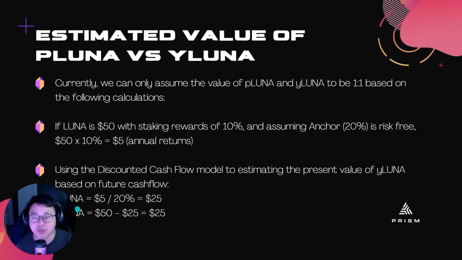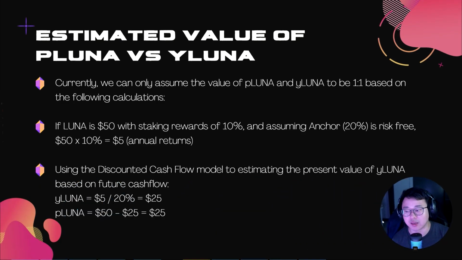So how do you estimate the value of pLUNA versus yLUNA? One simple way is to use a discounted cash flow model. So if we take Luna at $50, which is around the price it is right now, and a staking reward of 10% for Luna, right, and assuming Anchor's 20% is essentially the risk-free rate of the Terra Luna ecosystem, then you basically get $50 times 10% equals $5 for the returns of staking Luna.